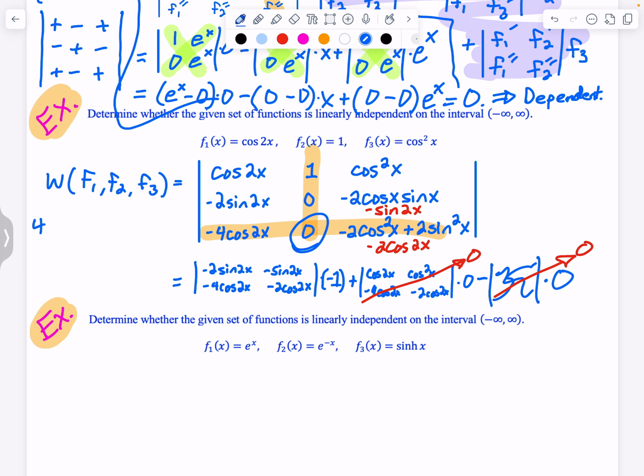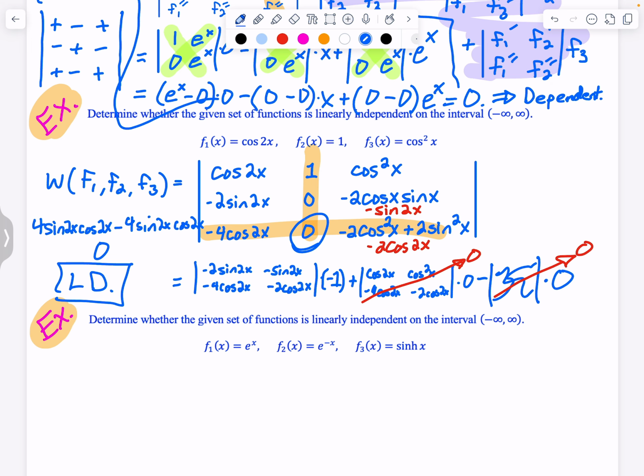I'm just going to put it up here: 4 sine 2x cosine 2x, and then multiply. The two negatives make a positive, but it's a minus, and that's going to be -4 sine 2x cosine 2x. So it actually makes a 0, which means that they are linearly dependent.